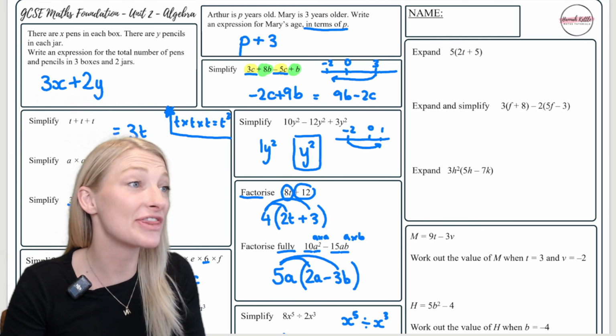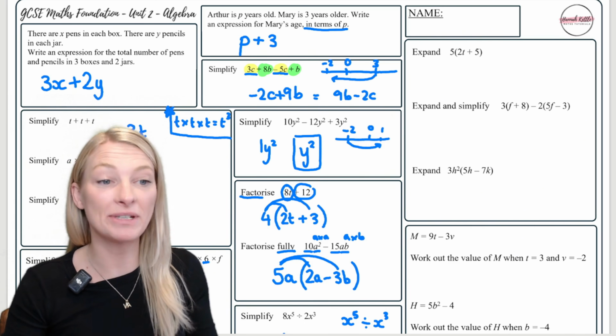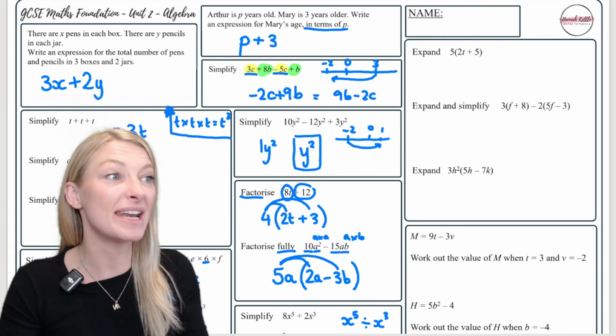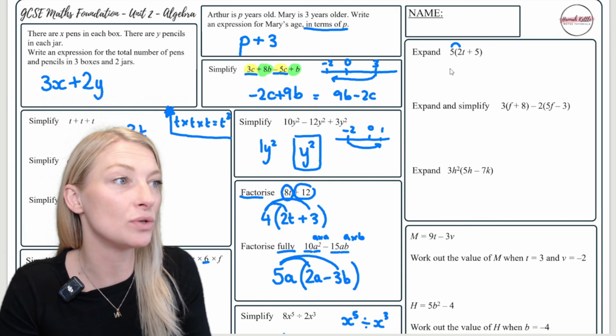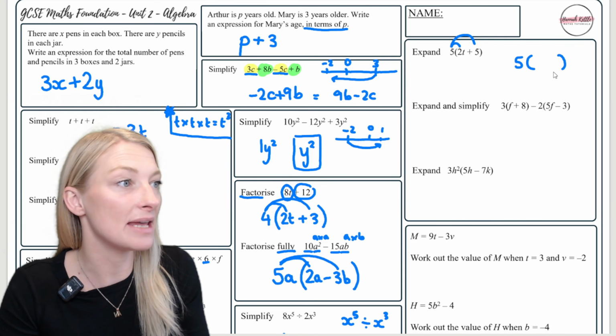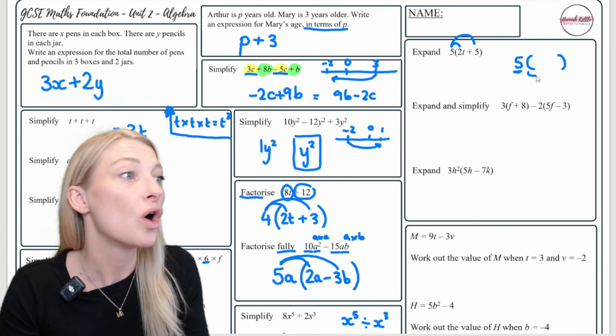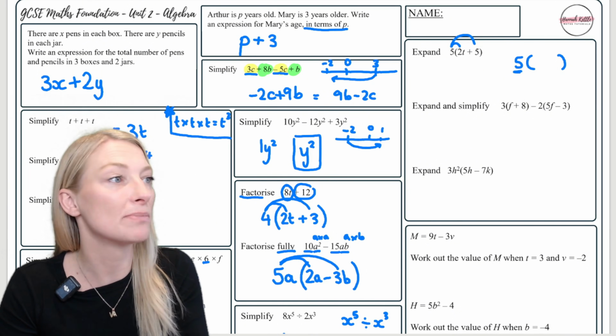Moving over to the third section over here, I've got to expand the brackets. So this is the opposite of what we just did by factorising. We're now going to bring these things outside the brackets. So 5 lots of 2t and 5 lots of 5. When I write a bracket like this, it means 5 lots of everything that is in that bracket. Take that bracket and multiply it by 5.